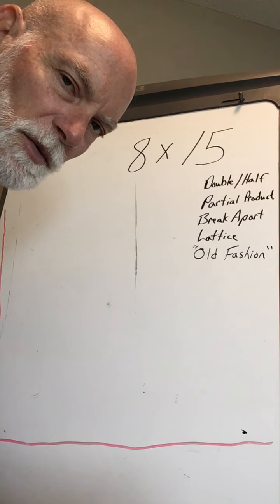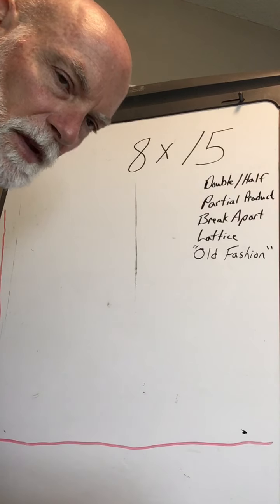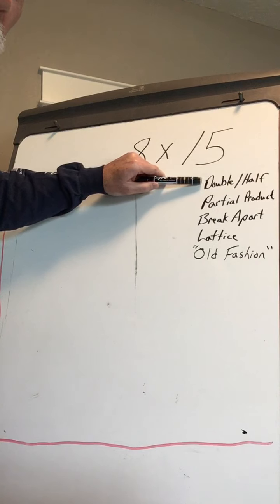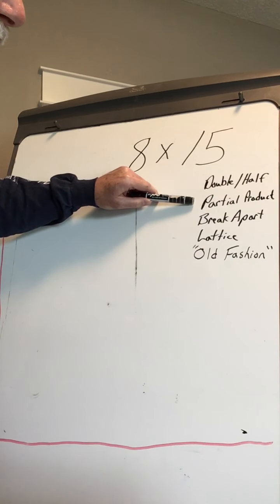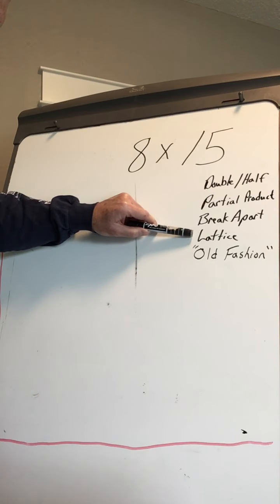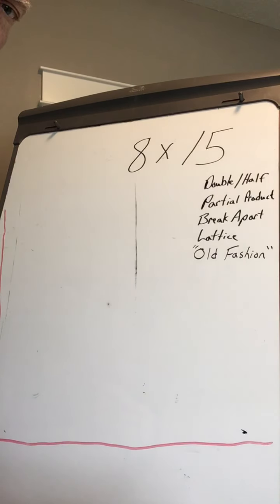All right, a quick review on long multiplication. In class, we've talked about doubling or halving the product. We've talked about partial products. We've talked about the break apart method using a figure to show our representation. We talked about the lattice way of doing multiplication. And then, of course, the old-fashioned way, which is the way I was taught in school, and maybe your parents and grandparents also.